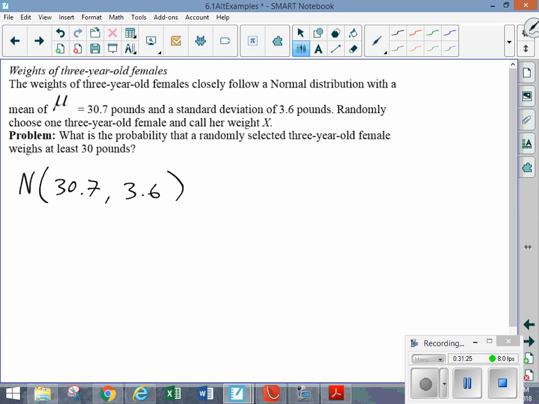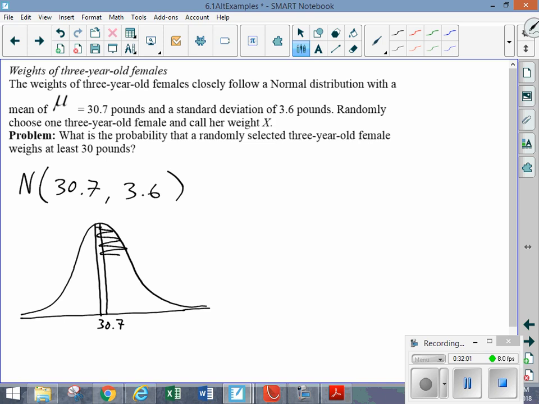It's normally distributed, so doesn't that mean that the distribution should look like this? Our mean should be right over here. So what are they asking for? A selected 3-year-old female weighs at least 30 pounds. 30 pounds or more, right? So where is that? That's somewhere over here, right? In this shaded region.